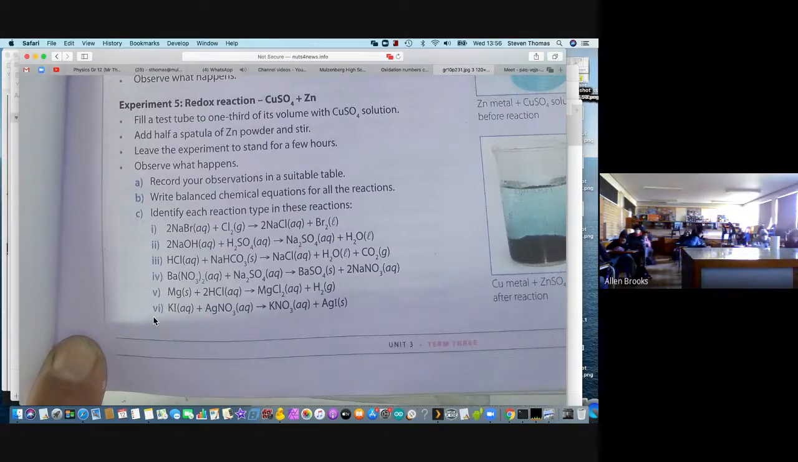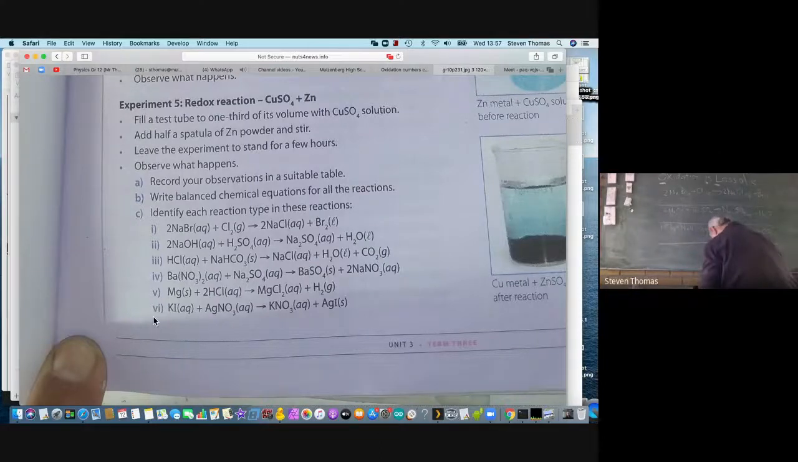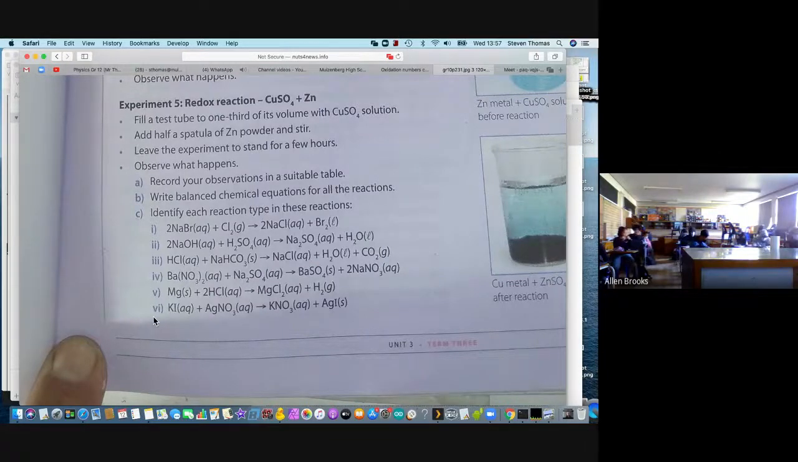Bromine gas is equal to 2 sodium aqueous plus bromine. Sodium hydroxide plus sulfuric acid.